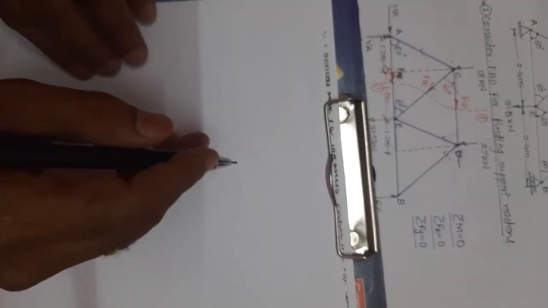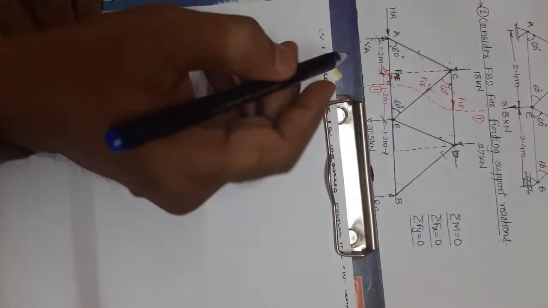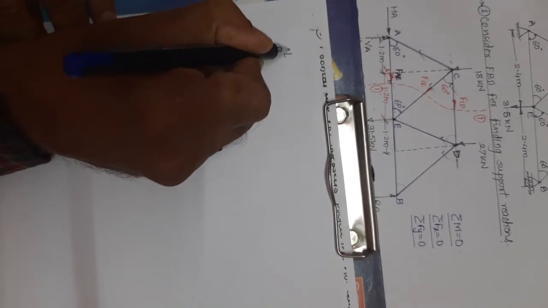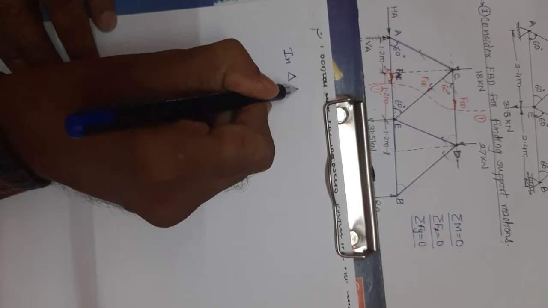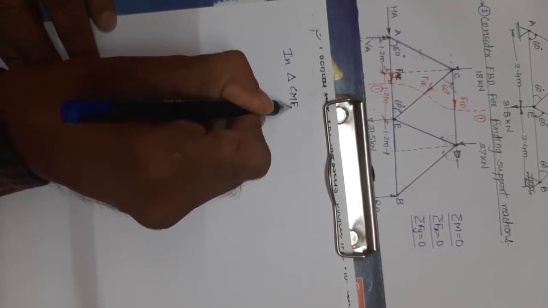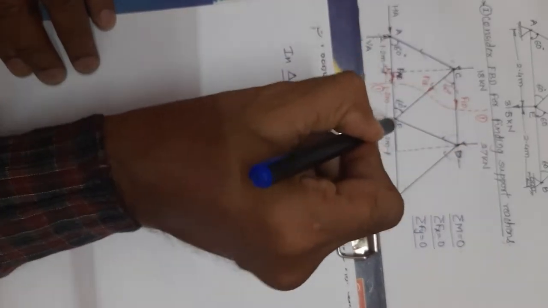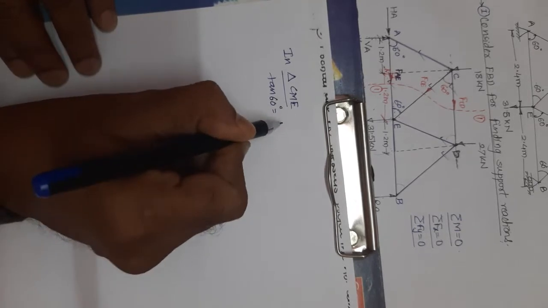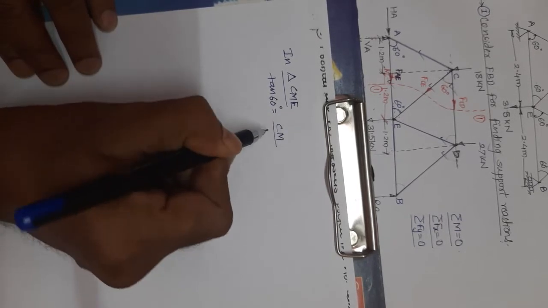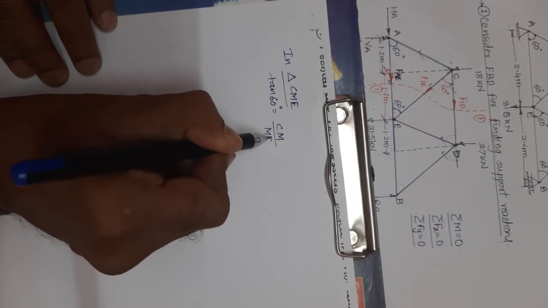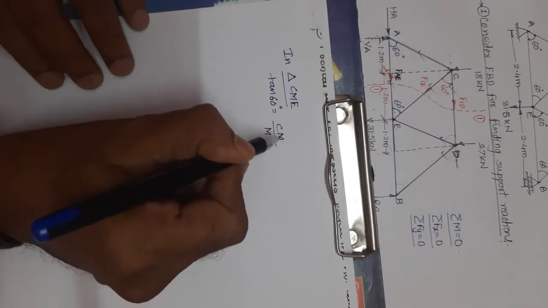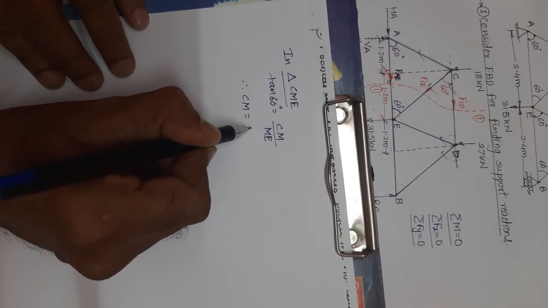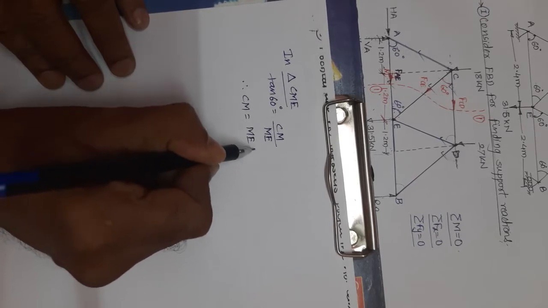Okay. So I will calculate CM now. How to calculate CM? Let's see. So in triangle CME, which is CME? This one, this triangle CME, tan 60 is equal to CM upon ME, is it? CM upon ME. We are interested in CM. Therefore CM is equal to ME multiplied by tan 60.